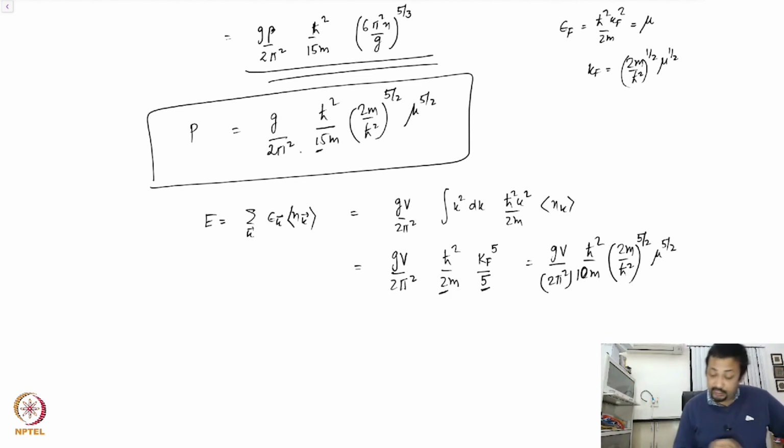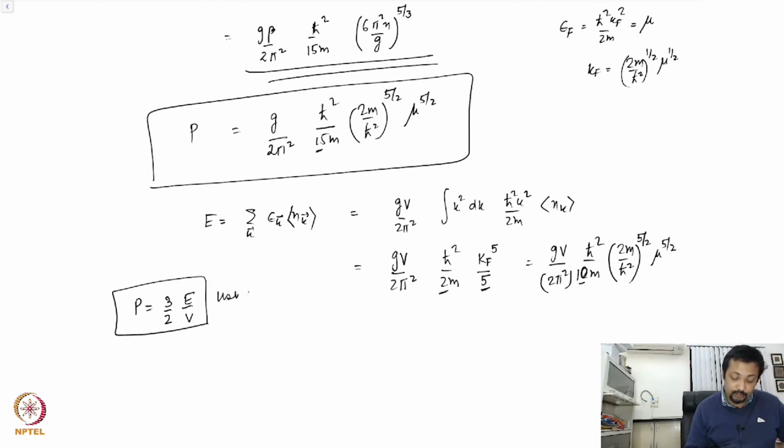This factor is 15 and this factor is 10, and you immediately realize that pressure is 3 by 2 times E over V, which is the usual case for a non-relativistic gas, and which we derived very generally in our earlier classes.